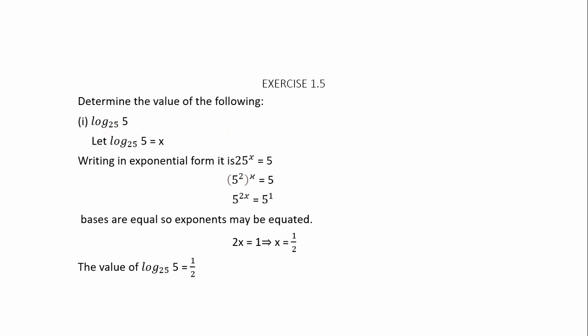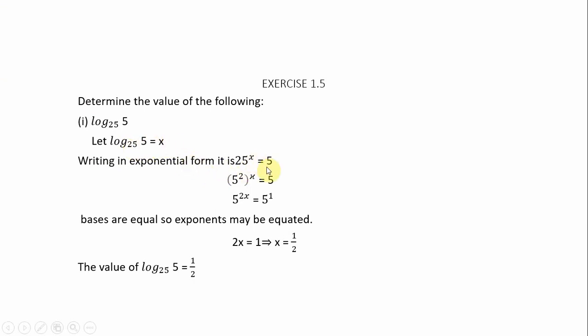Whatever value you need to find out must be taken as either x or a. Whatever we don't know, we will assume as x. So here also, log 5 base 25 is taken as x. Now, writing in the exponential form, as I explained yesterday, this becomes base 25 to the power of x is equal to 5. 25 is the base, this is the exponent and this is the value.